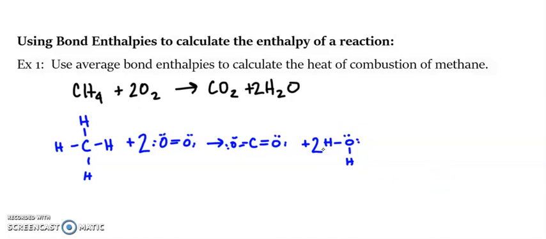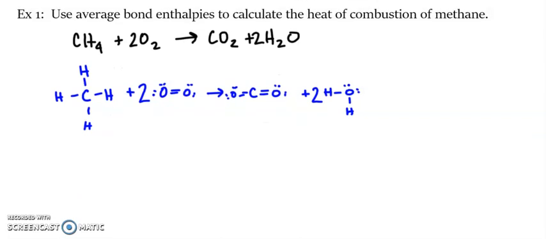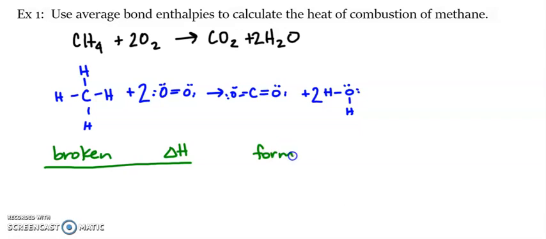Okay, so now what I want to do is sum up the bonds that are broken and the bonds that are formed. We're going to find the energy for them so that we can total it up. So I'm going to make a list. My reactant bonds are the ones that are going to break, so I'm going to write broken. And I'm going to make a list of what their enthalpies are. And then for my products, these are the ones that are formed. So I'm going to make a similar little table here.